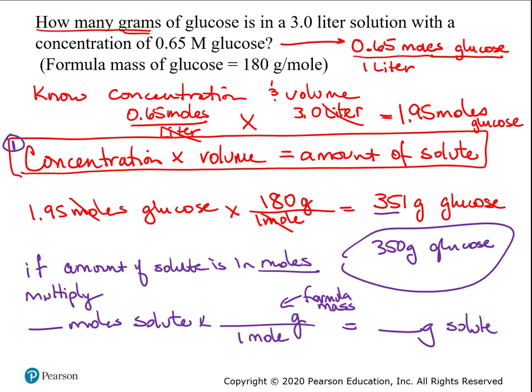So that's kind of the second. So, step 1, concentration times volume, tells you how much of your solute. Step 2, if the amount of your solute is in moles, multiply the number of moles of the solute times that formula mass, and that'll convert your answer to grams. And then number 3 is always significant figures, right?